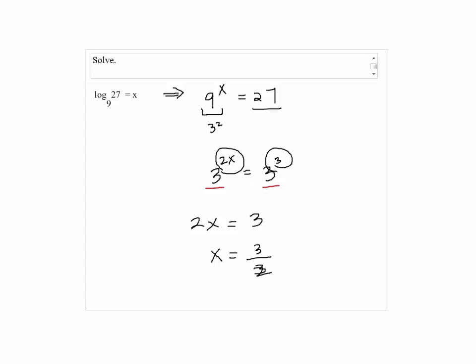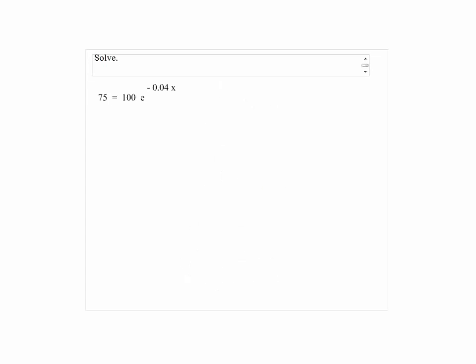Solve. Log base 9 of 27 equals x. We can rewrite the log form into exponential form, so we have 9 to the x power equals 27. Notice that 9 is 3 squared, so we can rewrite the left-hand side as 3 to the 2x and the right-hand side as 3 cubed. Since bases are the same, exponents are also the same. So we have 2x equals 3, which will give us x equals 3/2.